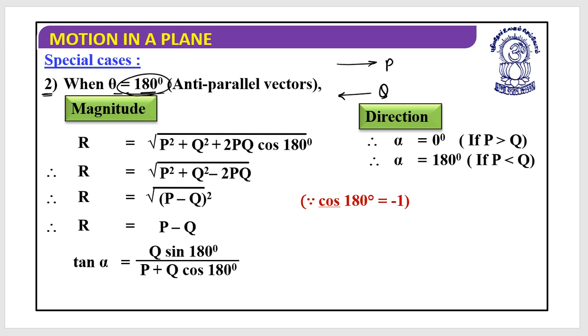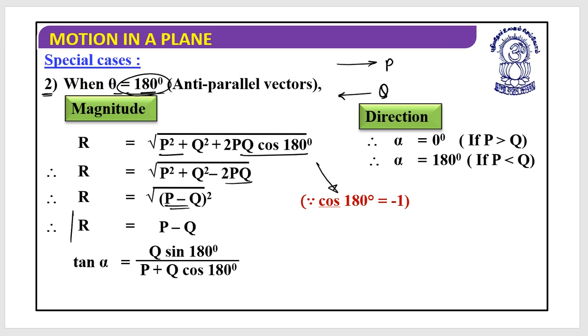So if such is the case, then what I can have is that R is equal to the square root of P square plus Q square plus 2PQ cos 180 degree, and cos 180 would be minus 1. Let me replace the value of cos 180. It would be the square root of P square plus Q square minus 2PQ. So this is equal to the square root of (P minus Q) whole square.